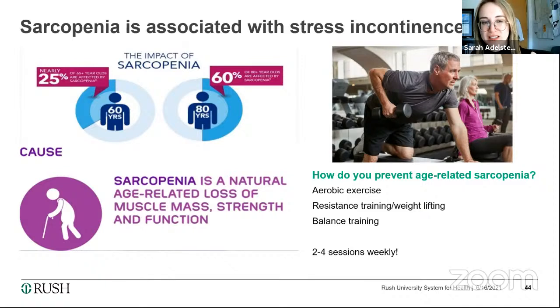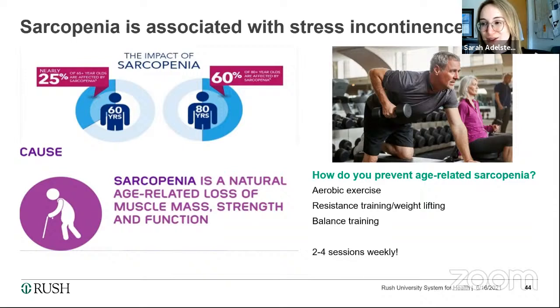So how do we prevent sarcopenia? That is a normal part of aging. Some combination of aerobic exercise, which could be walking, right? Could be running, could be jumping rope, but even just regular walking is great aerobic exercise. Resistance training and weightlifting, super important. I think this is gaining a lot of traction in the lay press and public, that resistance training and weightlifting is super important as we age.